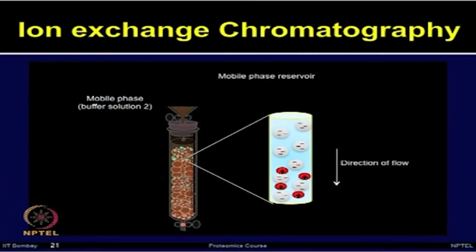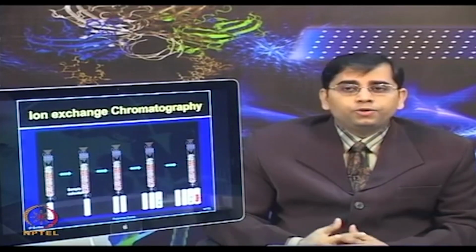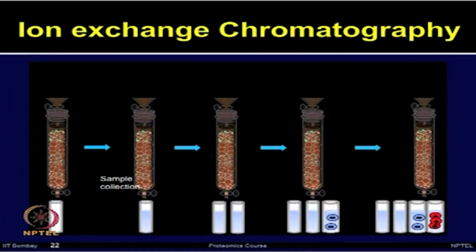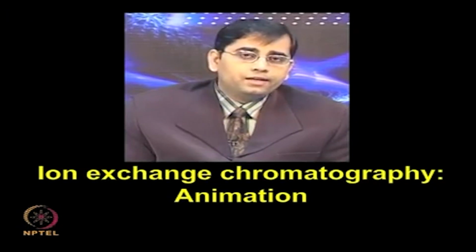Now, the buffer solution is changed so that the net charge of the protein of interest is modified and it no longer binds to the ion exchange resin. Therefore, the bound protein can be eluted out as shown in this slide. If you have a negatively charged protein, it gets eluted first and will be present in the initial fractions, while the positively charged protein that bound to the column will be eluted in the latter fractions, or it will be vice versa. So, let me describe how ion exchange chromatography works step by step in the following animation.